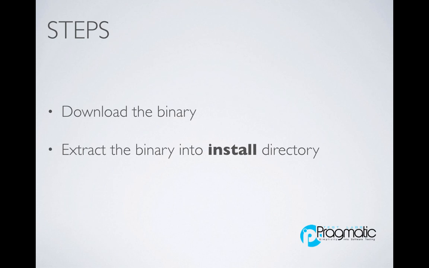The steps involved in the installation are pretty simple. You need to go to the Apache official site, and from the download area, download the required binary file and extract it into the install directory. We create a project directory, and within that we organize the files into specific folders, and the extracted file will go into the install directory.